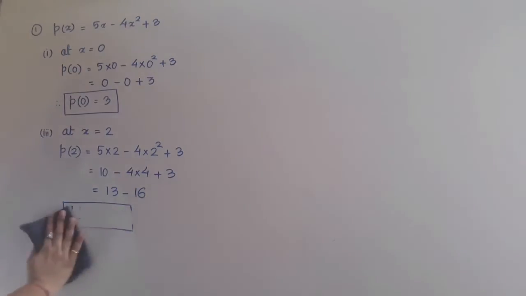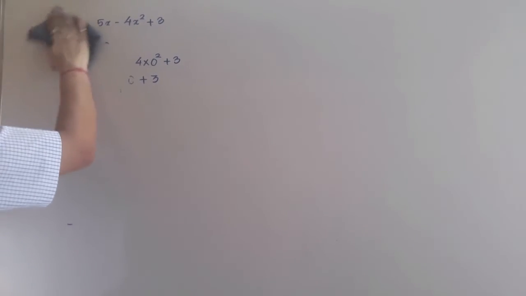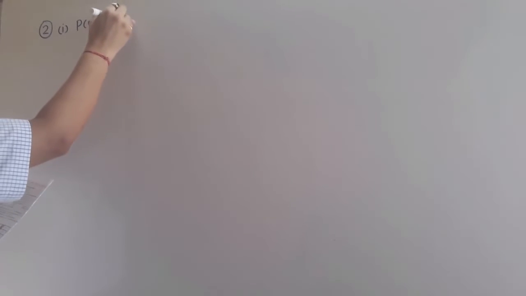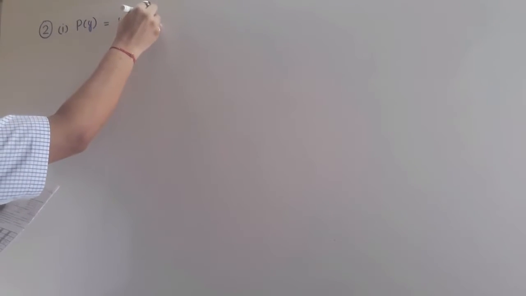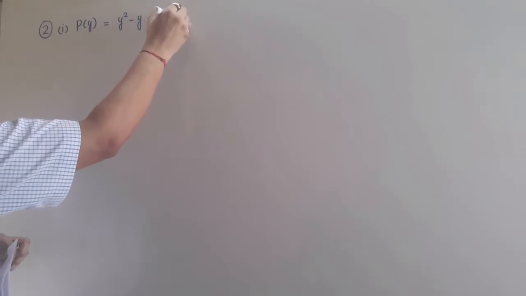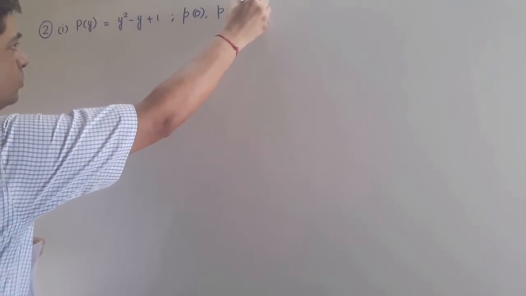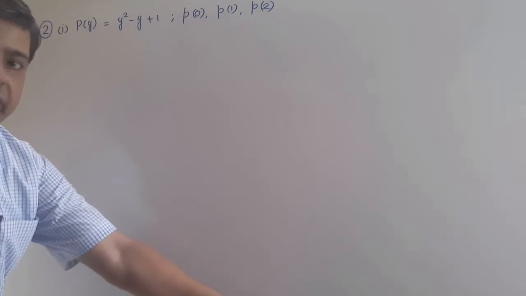Okay, so let us see the first part. I am showing you two parts over here. Then you can find out easily from the remaining parts on your own. See question number 2, first part. Here the value of p of y is given. p of y is equal to y square minus y plus 1. And for this p of y, three different values I have to calculate: p of 0, p of 1 and then p of 2. Okay, so let us see how we can calculate these three values.